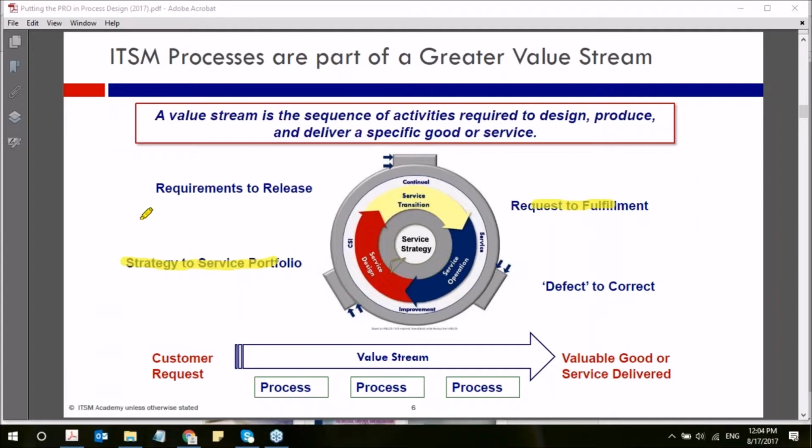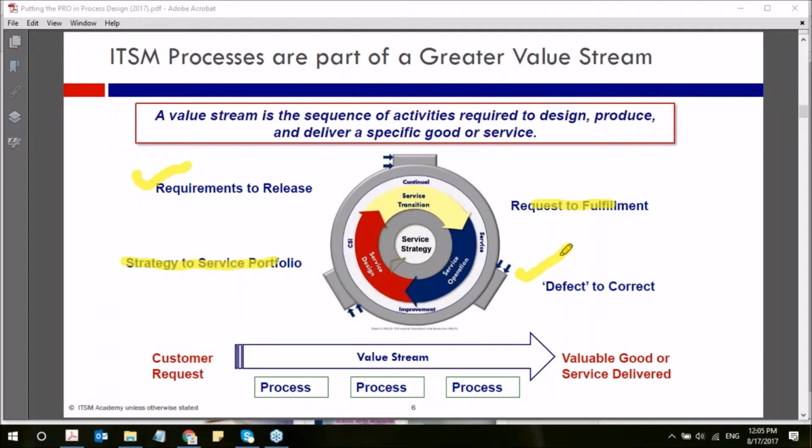Where DevOps and IT service management meet each other is in these areas of requirements to release, especially as it relates to software specifically, and certainly defect to correction, right? DevOps cares about those things. And when you really talk to folks about DevOps, they understand that they're doing IT service management. They're just not using the same vocabulary you are. They're not using the same systems that you are. So they don't relate to it the way you do because you're an expert in IT service management.